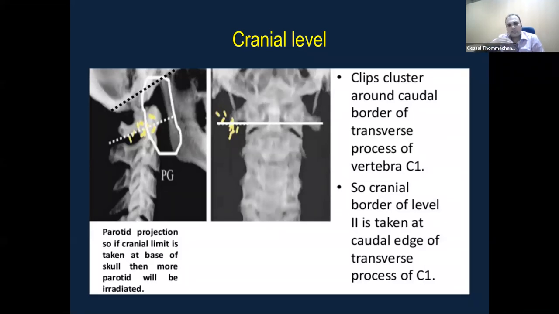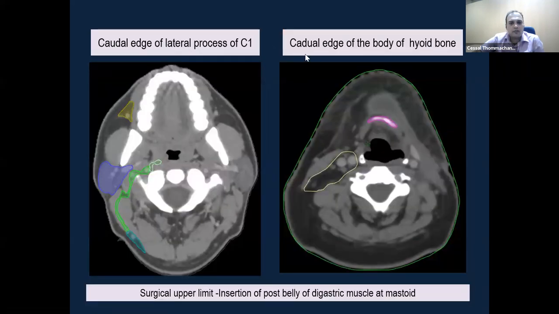But radiologically, it is slightly different. When they evaluated the neck dissection specimens, it was found that the clips at the superior nodal level were clustered around the caudal border of the transverse process of the C1 vertebra. So the cranial limit of level 2 is decided as the caudal border of the transverse process of the C1 vertebra. And the caudal limit of level 2 is the caudal edge of the body of the hyoid bone. So this is the lower cut of the hyoid bone.